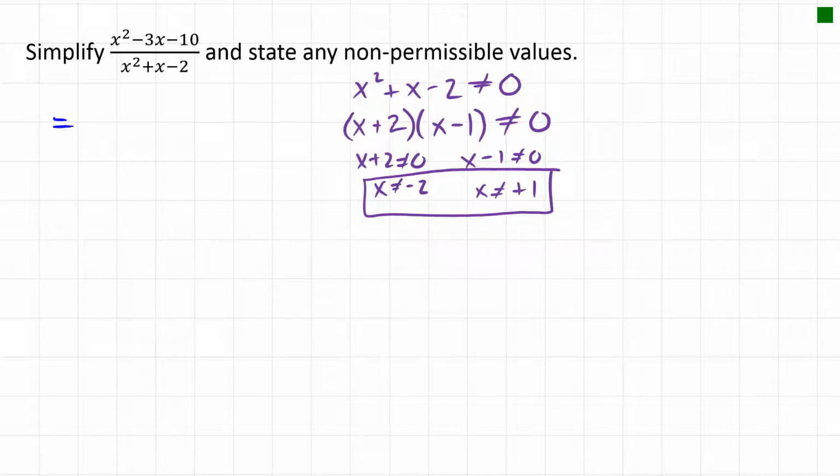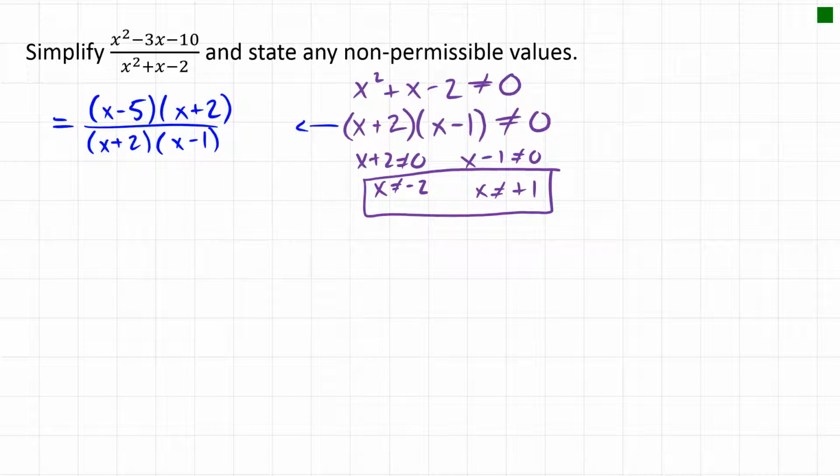Now I get to simplifying the rational expression, and so I have to factor the top, which is x minus 5 times x plus 2. Double checking my work. Yeah, that's right. And then in the denominator, I have x plus 2 times x minus 1. Again, I've already done that from earlier, so I'm just taking that work.